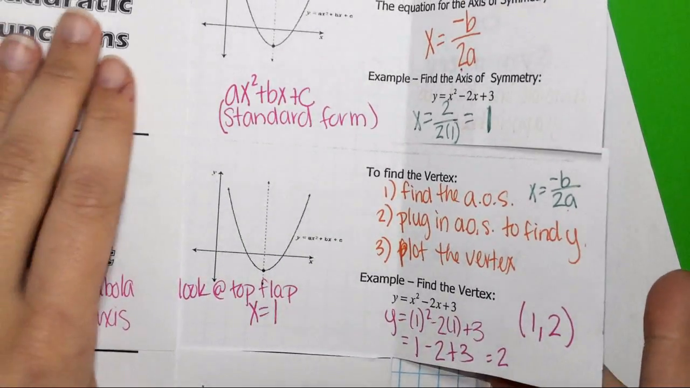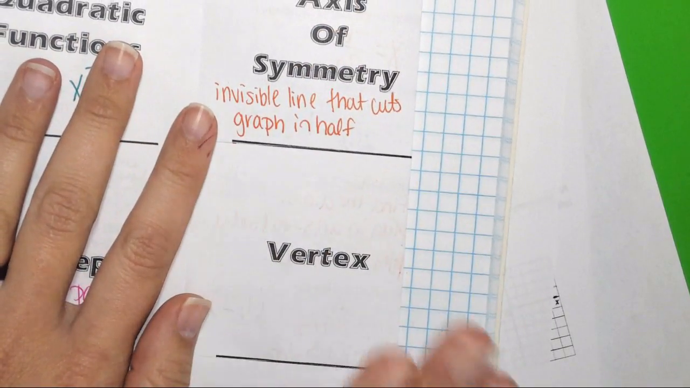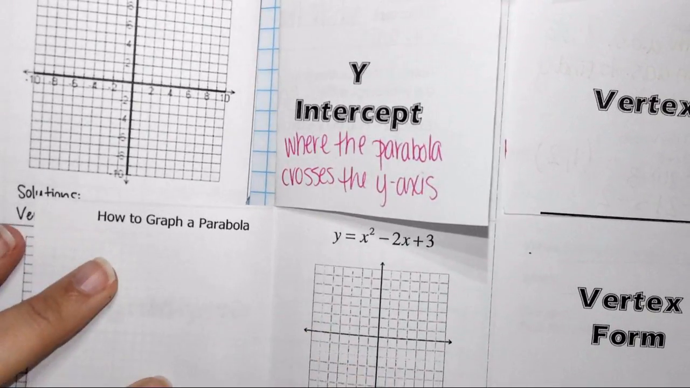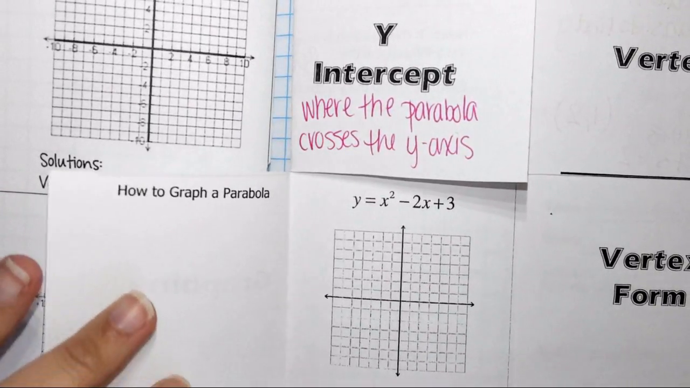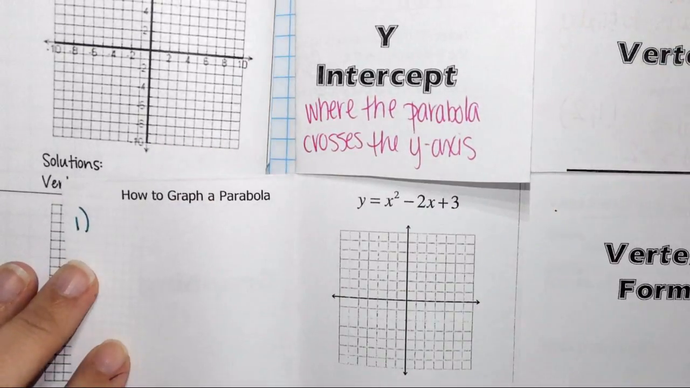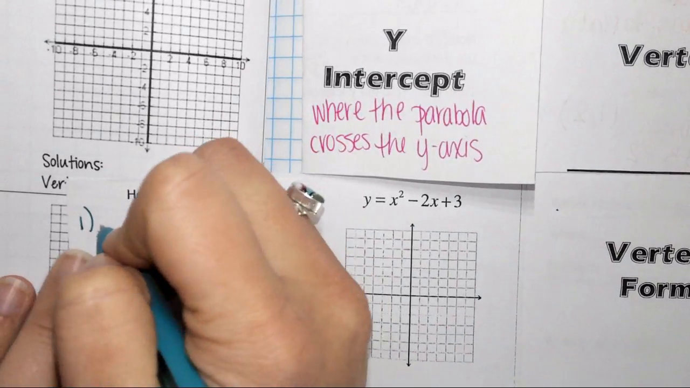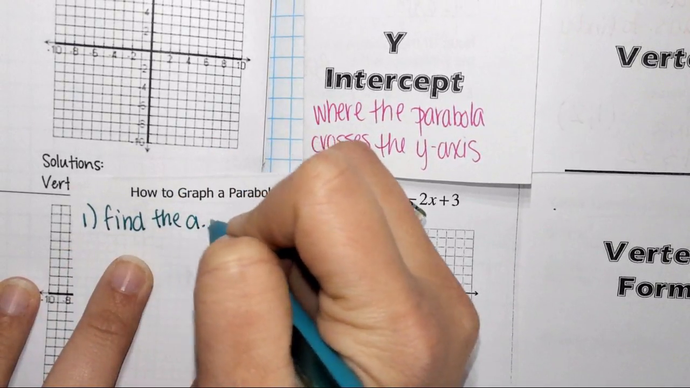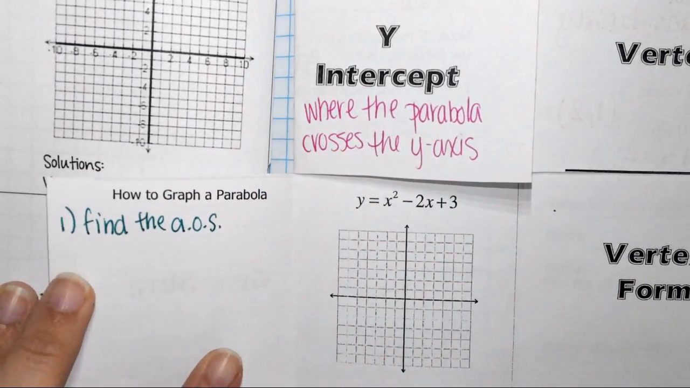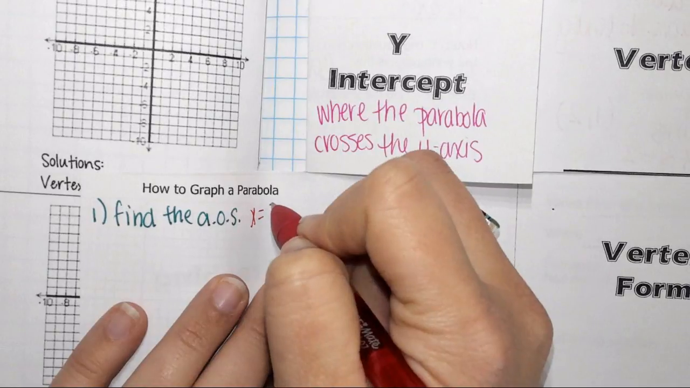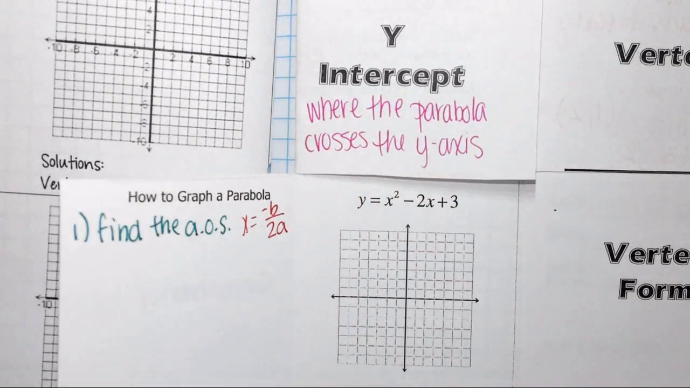Now, we need to talk about how we graph using these parts, because we don't have to make a table every time. It's magic. We can just plot this, draw this, do our y-intercept. Everybody ready? So to graph, you have 3 steps. Maybe 4. Depends on how fancy we want to be. First step, what did we find first? What does AOS stand for? Axis of symmetry. And what's the formula for axis of symmetry? x equals negative b divided by 2a. Good.